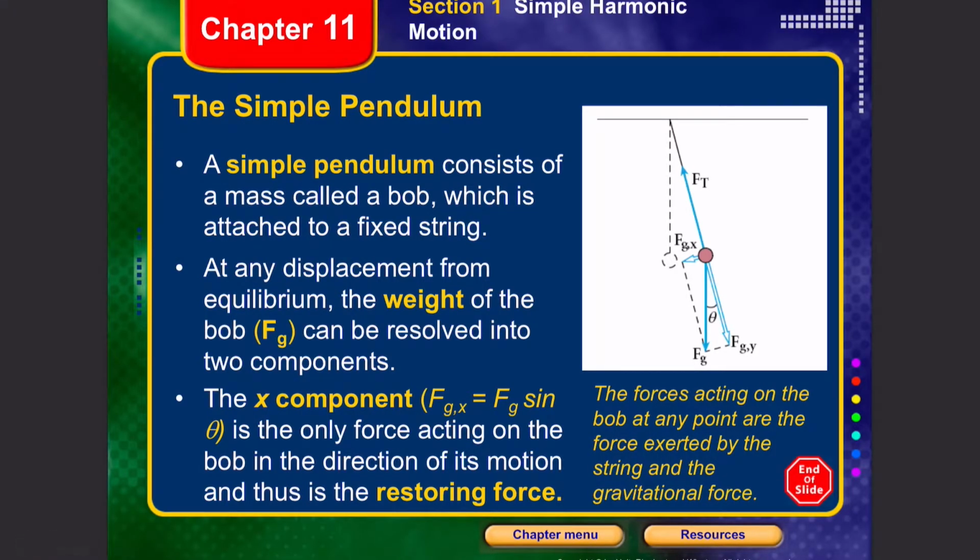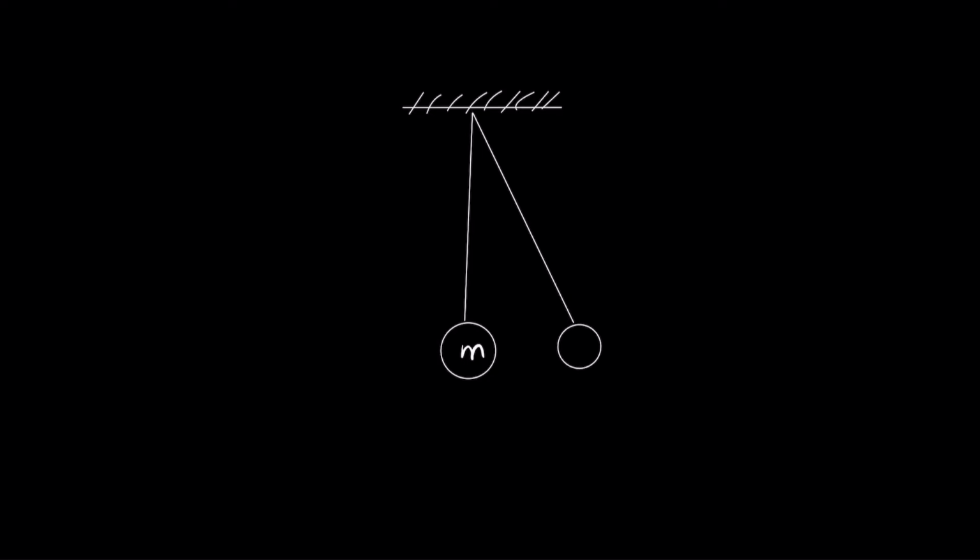Another good example of simple harmonic motion is the simple pendulum. Let's say we have a pendulum that's attached to a rigid surface, having a mass m. Now let's say we are tilting it over to a side by a small angle. Let's call that angle theta.